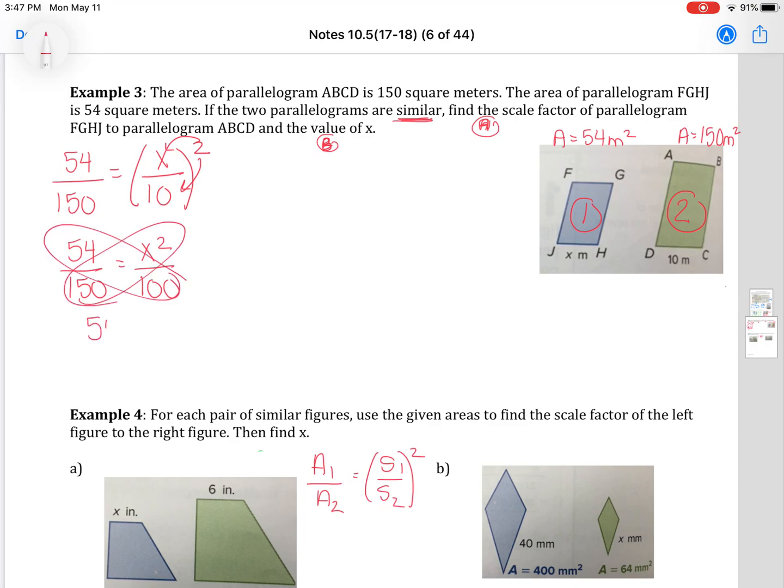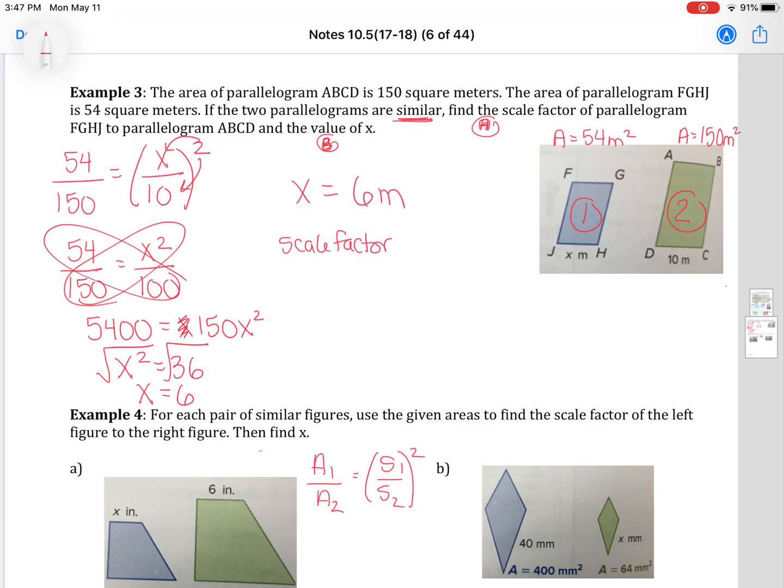Cross multiply, you end up with 5400 equals 150 x squared. When you divide by 150, you get x squared equal to 36. And when you take the square root, you get x equal to 6. So there's two things we are finding. We are finding x and we are finding the scale factor. So what this did is it helped us find x. Well, x is 6. And make sure you have your units with it.